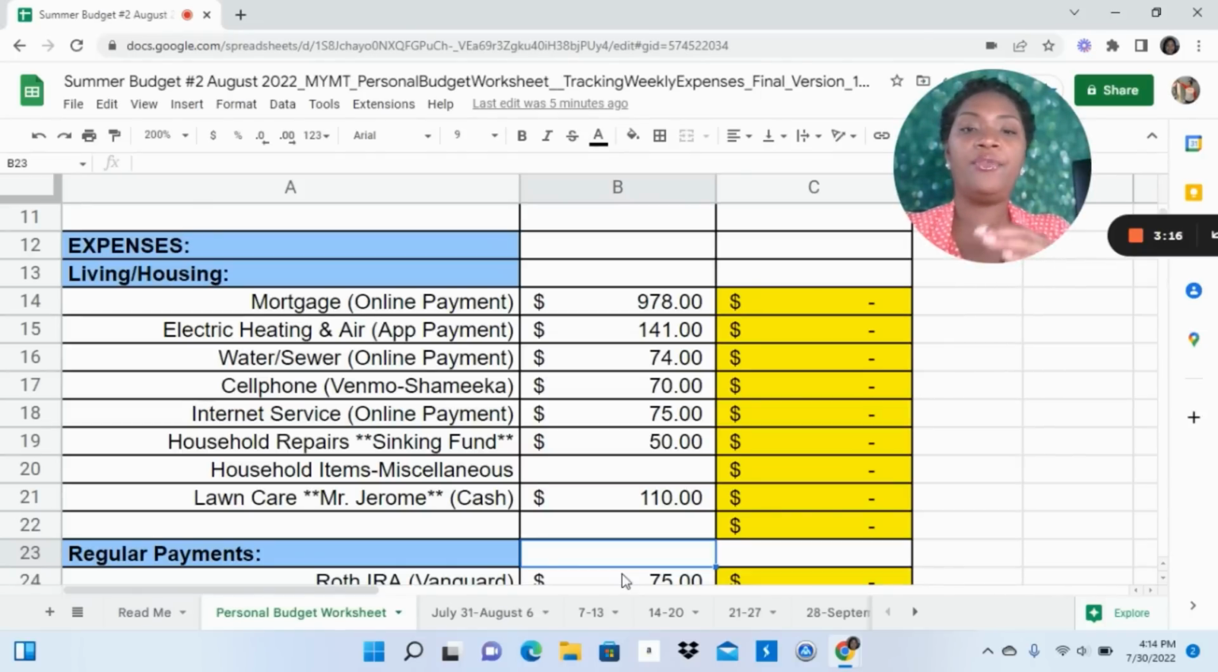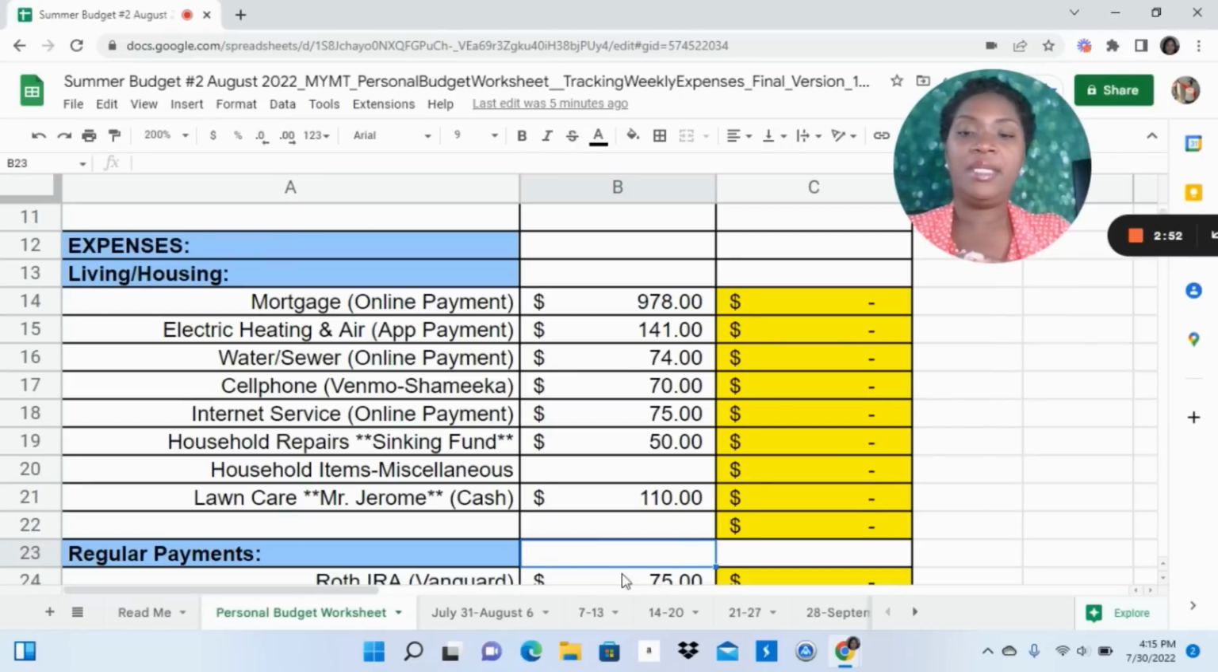My heating and air for this month is 141, which was up about $15 from last month. It's just been hot here. Water bill is 74. My cell phone is right at $70. The internet comes in right at about 75. My household repairs is $50, but that's a sinking fund.